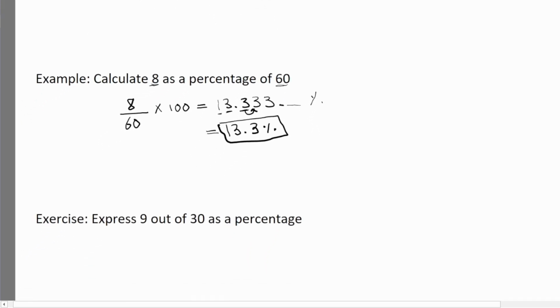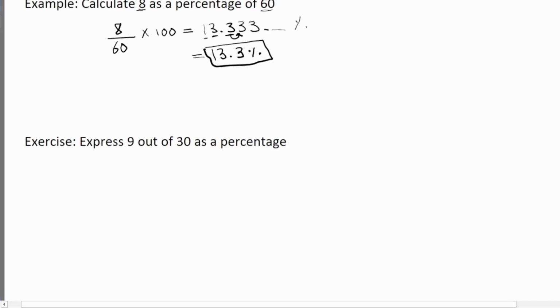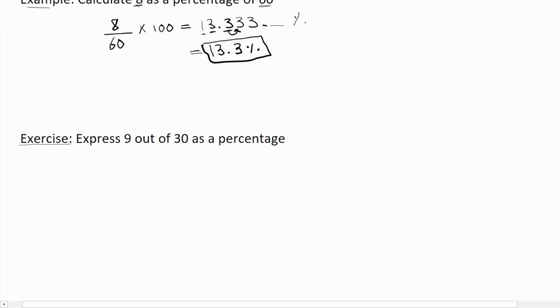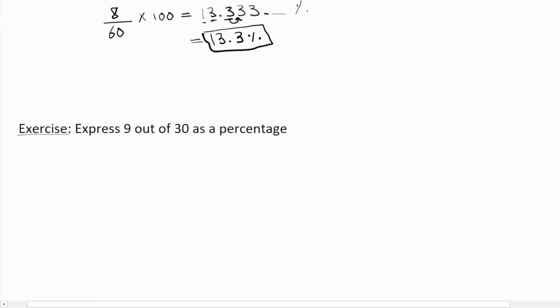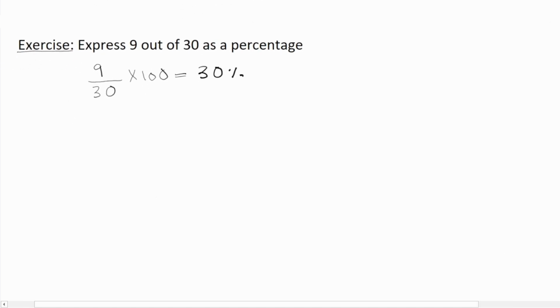Now, when there's an exercise, not an example, you should attempt to pause the video and try to do this on your own. Now I will solve it myself. So we're again going to have 9 over 30 multiplied by 100. And we plug this on the calculator and we're going to get 30%. Okay.